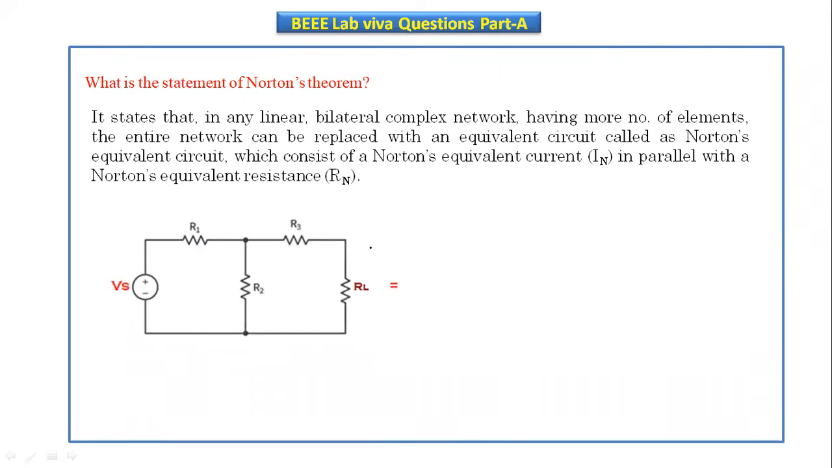Here, this is the given total circuit, which has three resistors, one load resistance and the supply voltage. This total circuit can be replaced with an equivalent current source, called Norton's equivalent current, that is connected in parallel with Norton's equivalent resistance, and RL is the load resistance. By using Norton's theorem, we convert a complex network into a simple network.